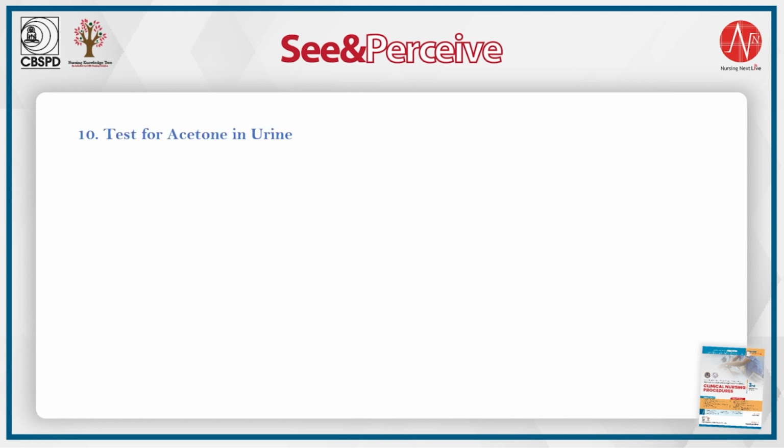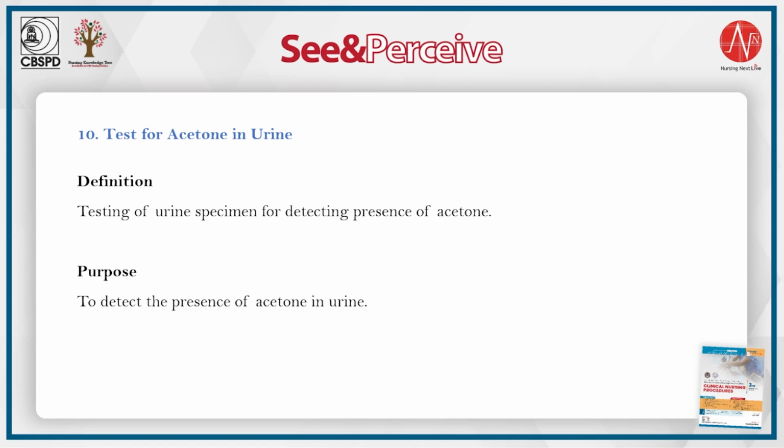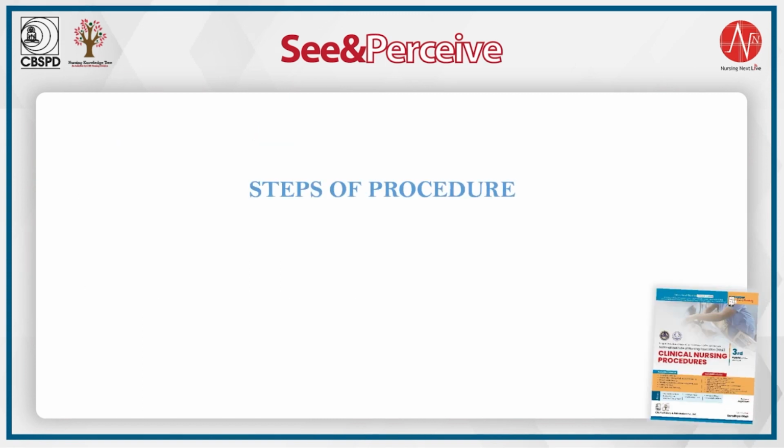Next, test for acetone in urine. The definition is testing of urine specimen for detecting presence of acetone. The purpose is to detect the presence of acetone in urine. Steps of procedure.